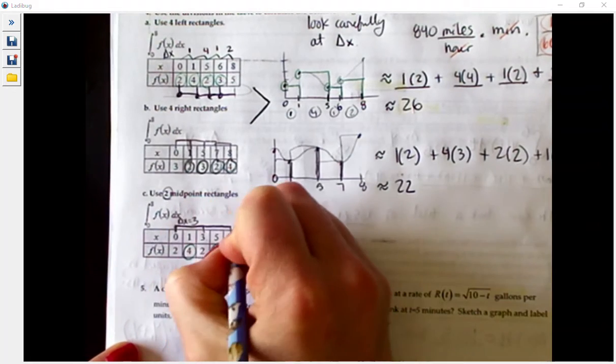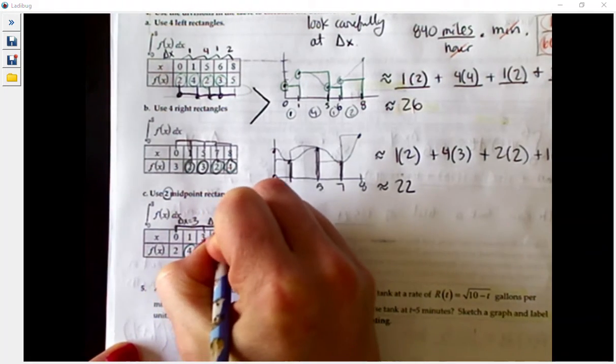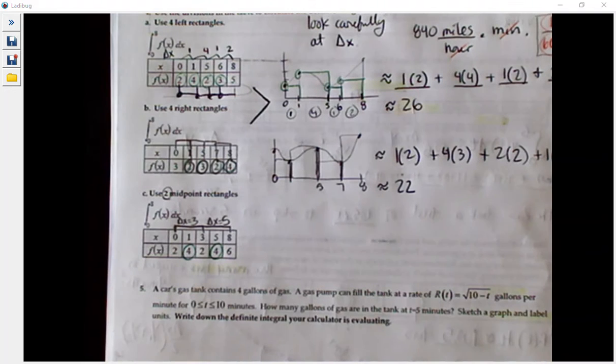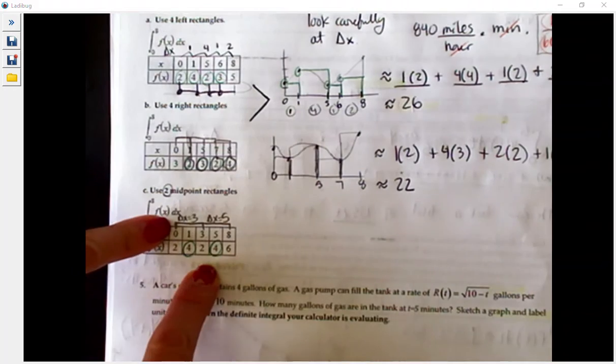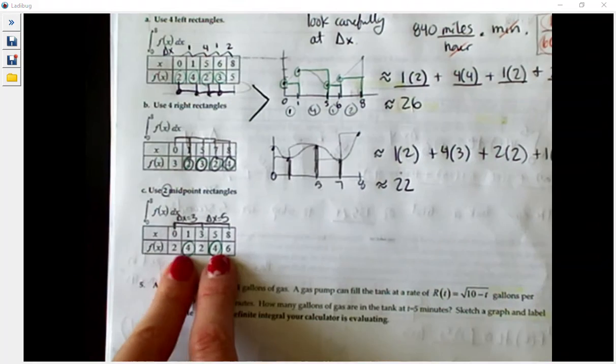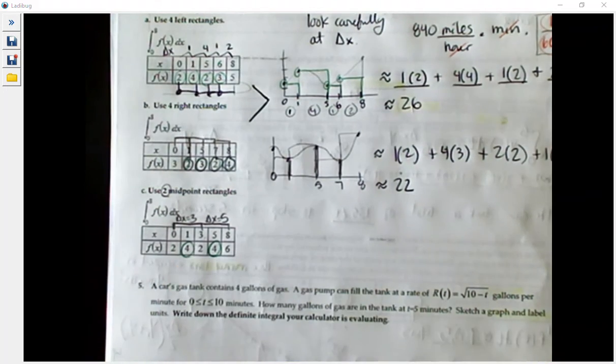0 to 3. 3 to 8. You should be able to pick out the information from just the table. This is how I prefer to draw my rectangles, right across the x's, so that I can see the delta x very clearly, and then I can pick out the left, middle, or right endpoint. Because it says 2, so divide the data points into 2 even sections. Not how wide they are, just 3 data points each.